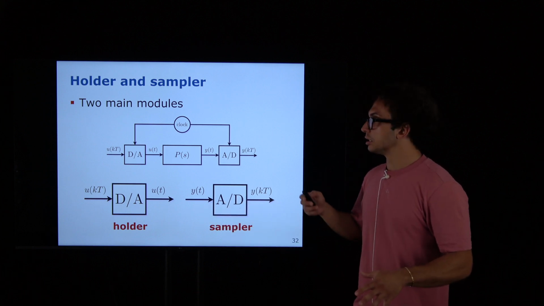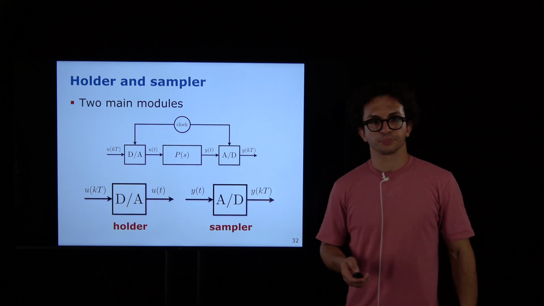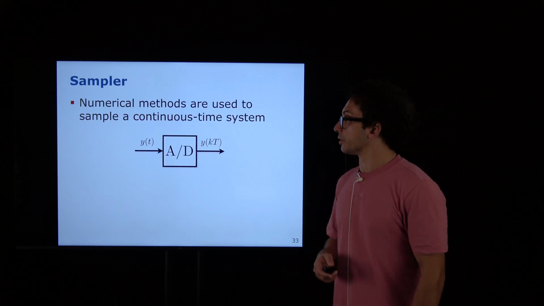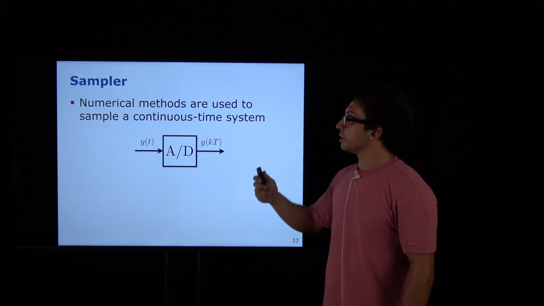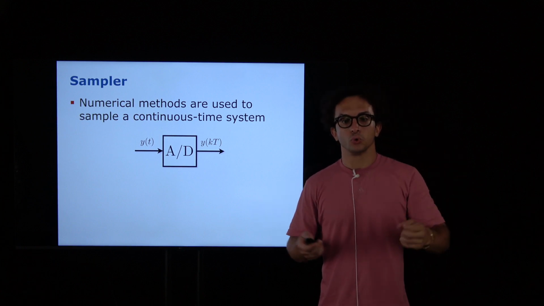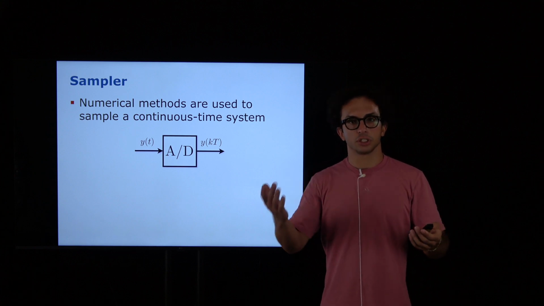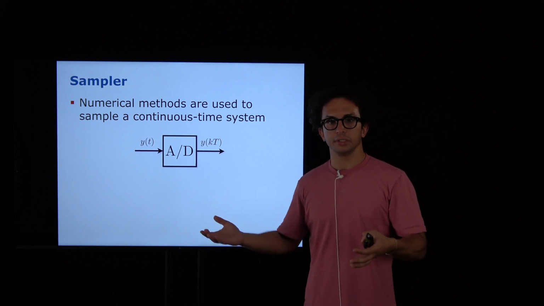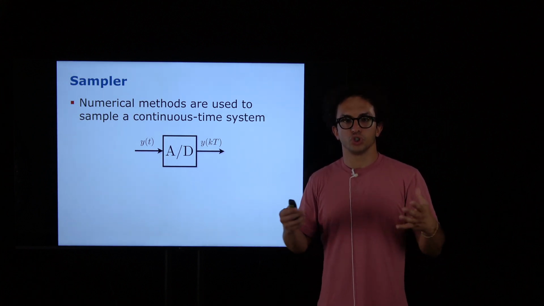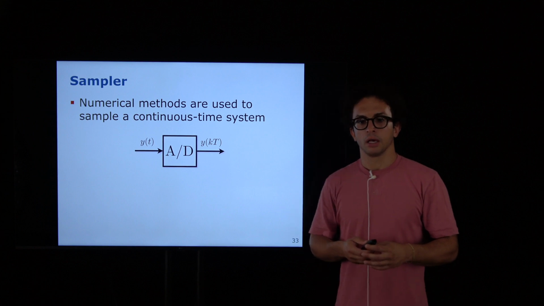So let's go a bit deeper into these two blocks. First, we start with the sampler. Sampler is basically a method to sample a continuous time system, for making a continuous time system actually discrete time, because it's what we need. We said that this is what we need for generating a discrete time system from a continuous time one.